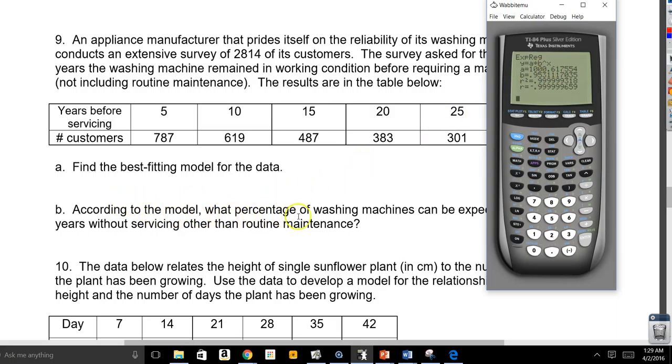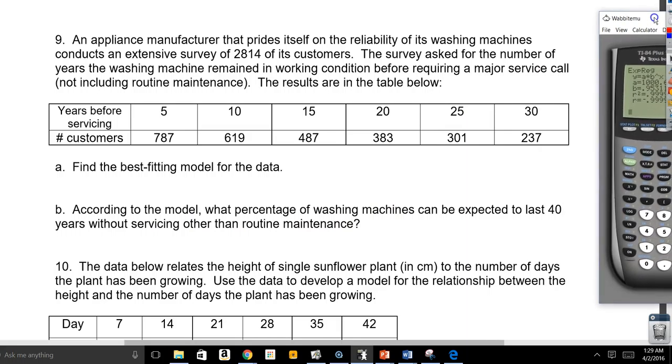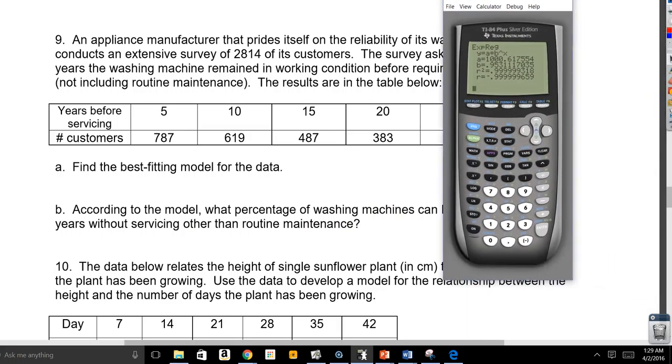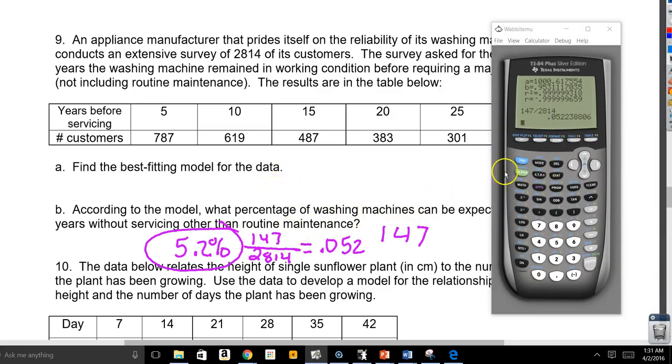It says, according to the model, what percentage of washing machines can be expected to last 40 years? So hang on just a second. Alright, to quickly wrap this up, I went to 40 on my table. I found 147, so it said 147 customers were still using after 40, and that became 5.2% because of this number right up here.